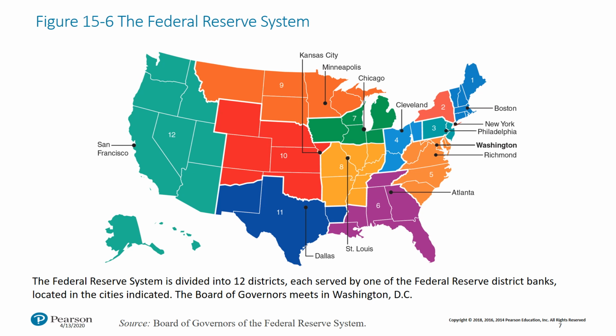This figure shows the Federal Reserve System is divided into 12 districts, each served by one of the Federal Reserve District banks, which are located in the cities indicated here. The Board of Governors meets in Washington, D.C.